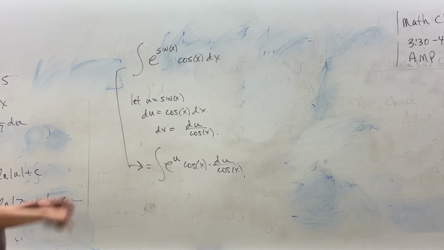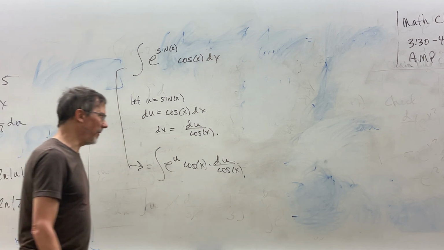When I see those cosines canceling, I know I did it right. When your final integral is all u's and just constants, new constants, you know you've got it. You know you made the right choice. Or you've done enough things terribly wrong to get you to the right spot somehow. But probably you got it right.